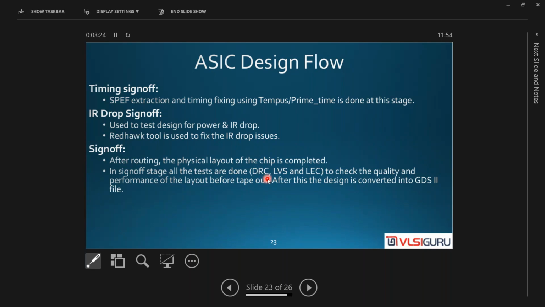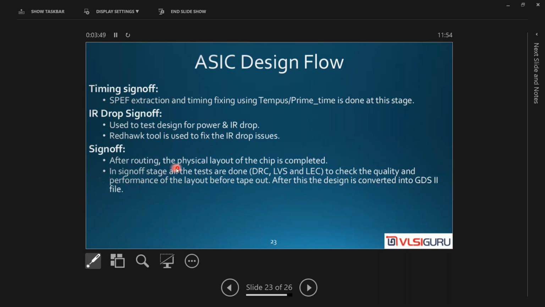Then if there are any DRC issues, there are many things involved because the fabrication people want us to follow certain physical rules. This should be the spacing between the layers. This should be the width of the layer. If that is not achieved, we get violations, so we need to fix all those things. Those are called DRC, LVS, and LEC checks.